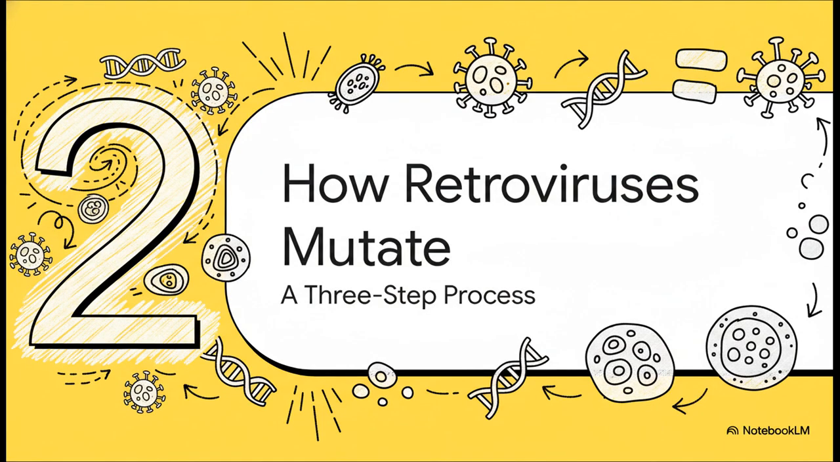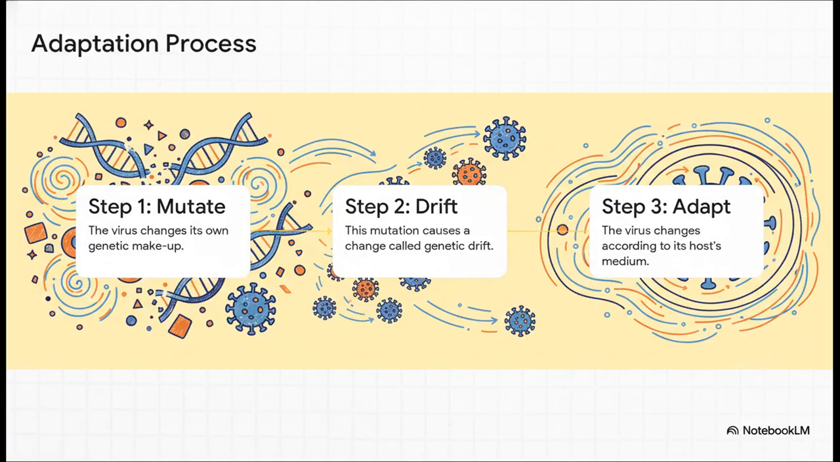Okay, so how in the world does a tiny virus pull off such a complex trick? It's a really fascinating process, and to get it, we've got to break down how these mutations actually happen. It really boils down to this cool three-step process. First, the virus basically acts like its own little genetic engineer, just changing its own blueprint. And this isn't random. It's a strategic move that kicks off something called genetic drift. And that drift, that's the key. That's what allows the virus to perfectly adapt to its new home, the host.